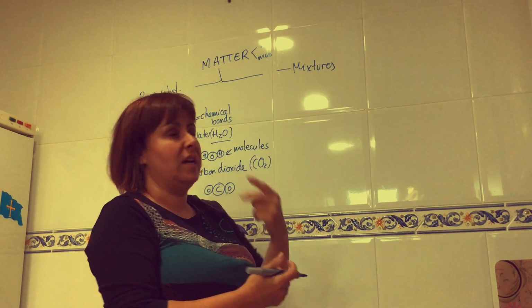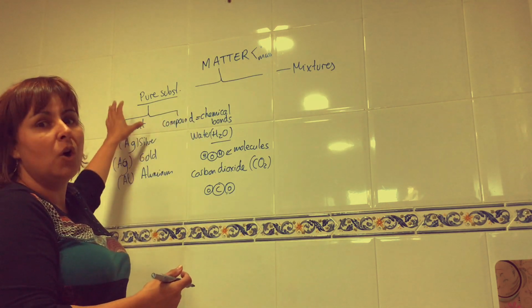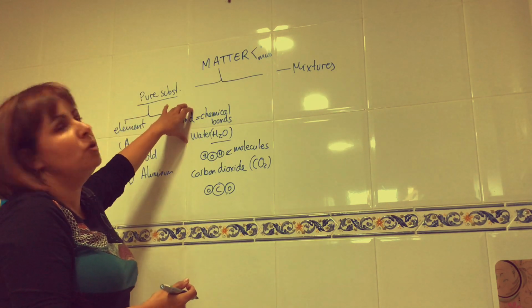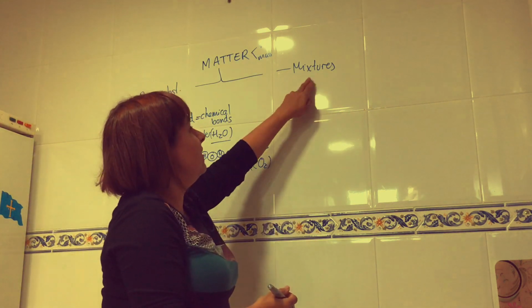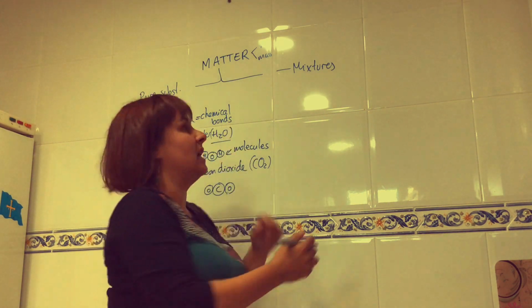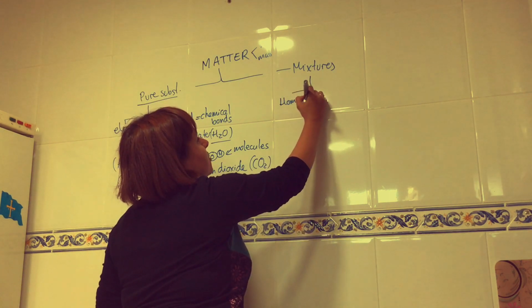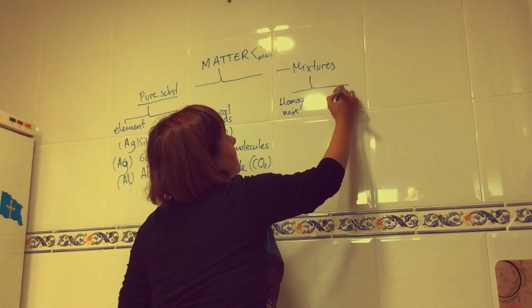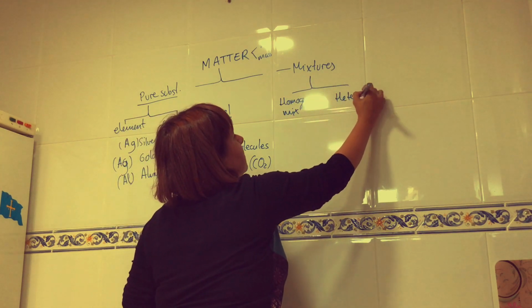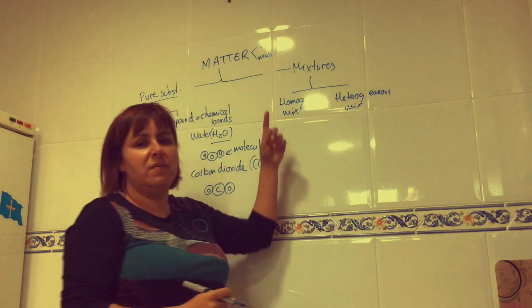Mixtures are of two types, and they are a combination of elements, compounds, only two elements, two compounds, or many compounds, at least two of them. And the mixtures can be divided into two types. On one side, we have the homogeneous mixtures, and on the other side, we have the heterogeneous mixtures. What is the difference between them?